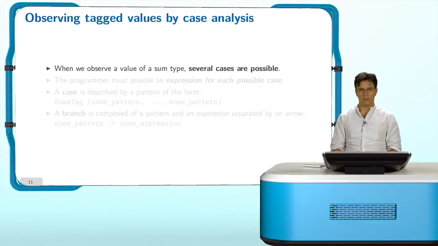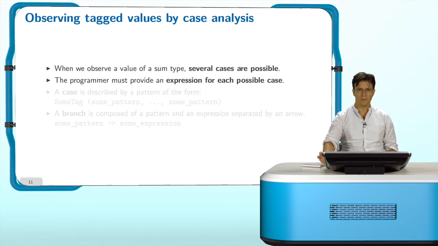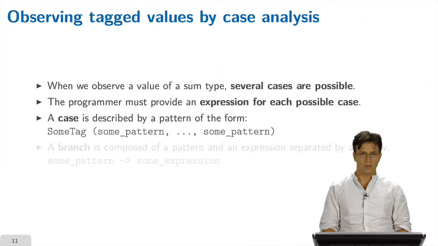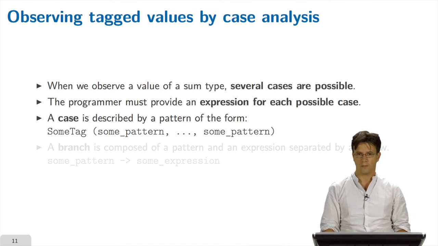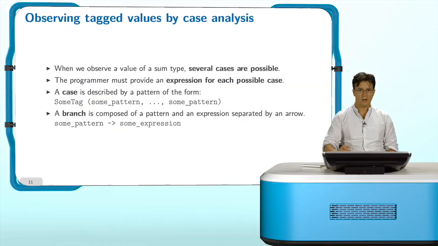So what we know now is that when we observe a value of a sum type, several cases are possible. So the programmer must provide an expression for each possible case. A case will be described as usual by a pattern, and the pattern will be of the following form. You first write the tag, and after that, between parentheses, you write the patterns for the different components separated by commas. A branch is composed of a pattern and an expression separated by an arrow, just like that.